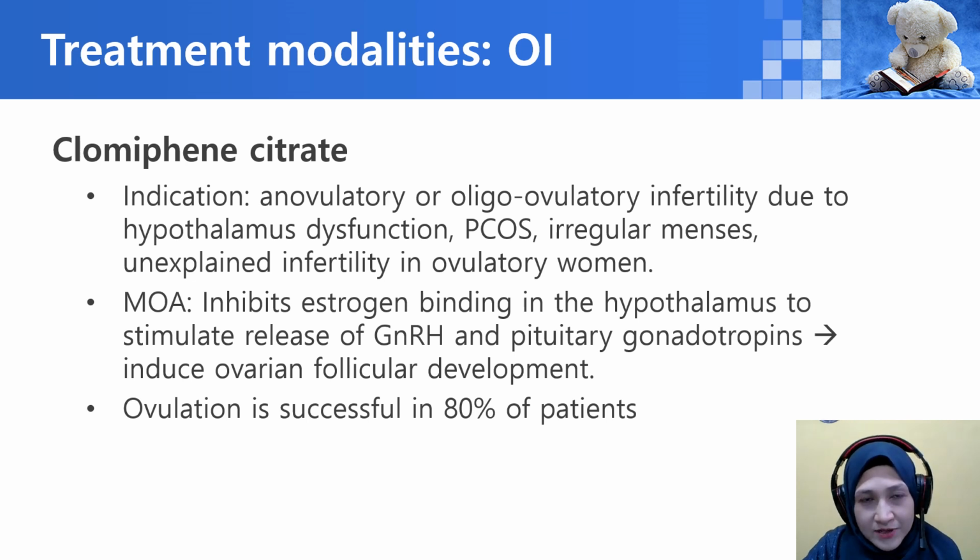So for the first treatment modality, which is ovulation induction, the main drug is clomiphene citrate. So these are the indications. Of course, it's for women who are not ovulating, but also for women who have irregularities in ovulation. The mechanism of action, it induces ovarian follicular development through stimulating the release of GnRH. So you can read further on the details of the mechanism of action. It can be successful in 80% of the patients.